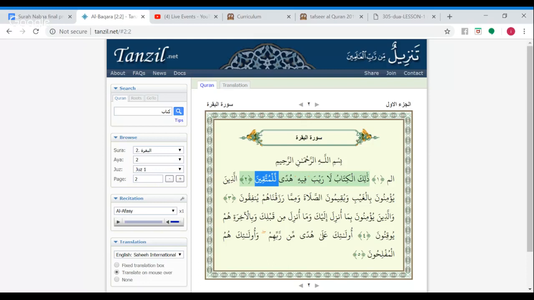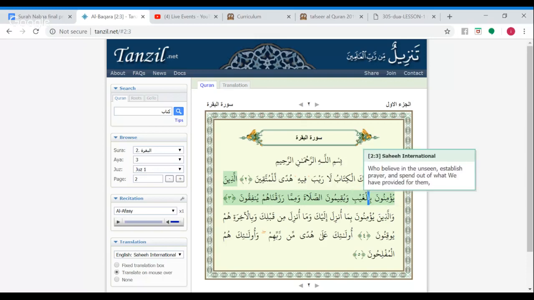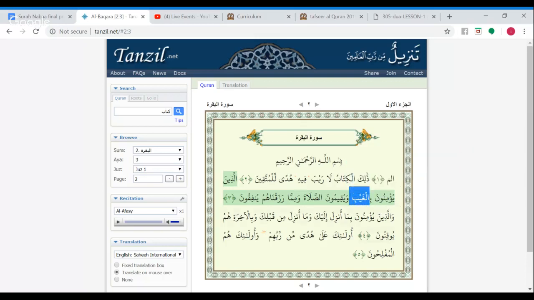Okay, now move on. Alladhina, those who yu'minuna, they believe bil ghaibi. What is going on there? What is the harf? Where is the harf jar here? Bil ghaibi means with al-ghaib. What is the noun? Al-ghaib is the noun. If I take this out, look at this. Al-ghaib is the noun. Al-ghaib means the unseen.